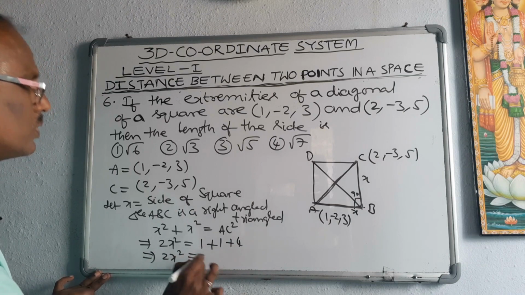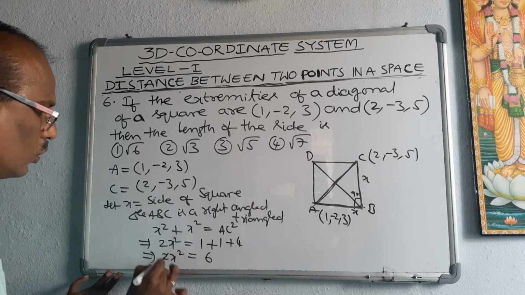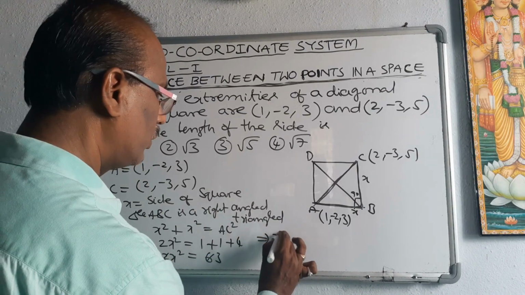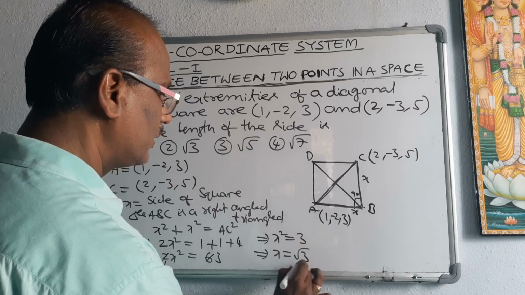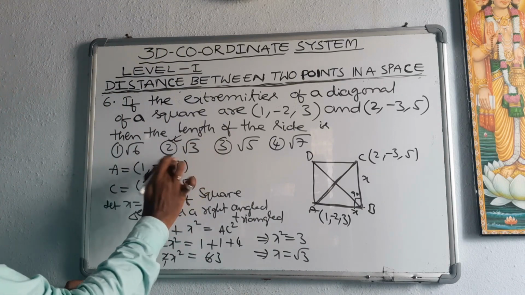2x square equal to 6. Here cancelled, 2 ones, 2, 3. X square equal to 3, x is equal to root 3. This is the side of the square. The option is second one is correct, root 3.